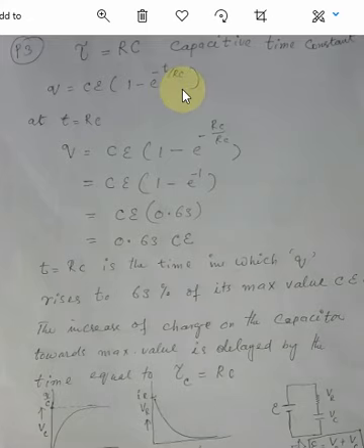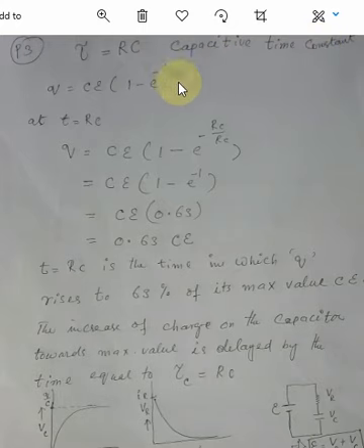Now an important term in this equation is this product R and C, which is the product of the resistance R of the circuit and the capacitance C connected in the circuit. This product RC is represented by the letter tau, and it is called the capacitive time constant.